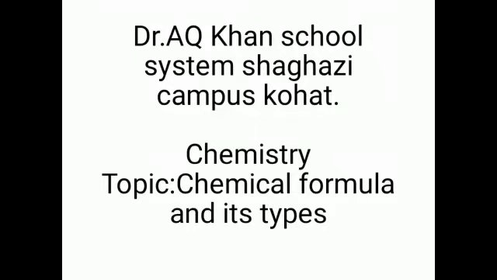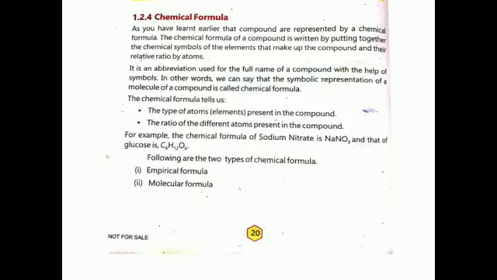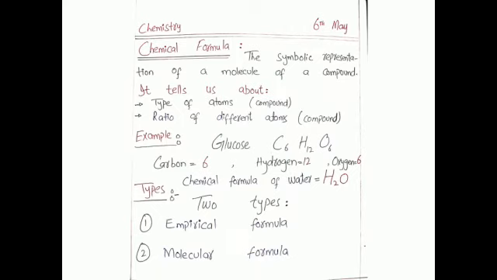The new topic of today's lecture is about chemical formula and its types, given on book page number 20. First of all, we are going to define it. The symbolic representation of a molecule of a compound is known as chemical formula. It basically tells us about two things. Number one is how many types of atoms are present in a single compound and what is the ratio of these different atoms in that particular compound.